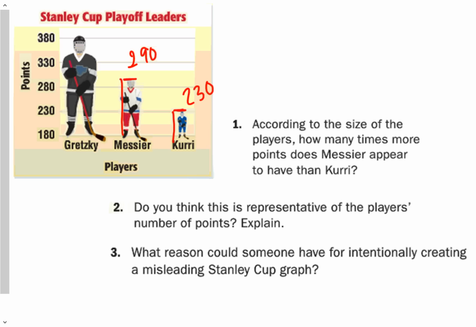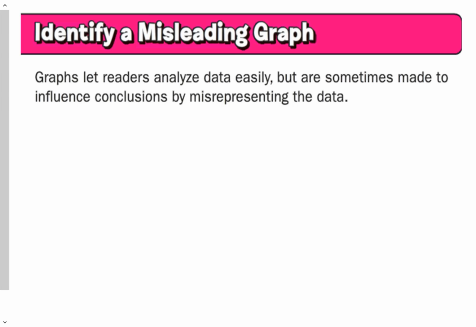And another thing I want you to think about is what reason could someone have for intentionally creating a misleading Stanley Cup graph? The reason they might want to do that is because they want the total points for someone like Wayne Gretzky to seem bigger than it already is, or Messier bigger than it already is. All right, so this is what we call a misleading graph, when the data that is pictured does not actually represent the number data. Identify a misleading graph.